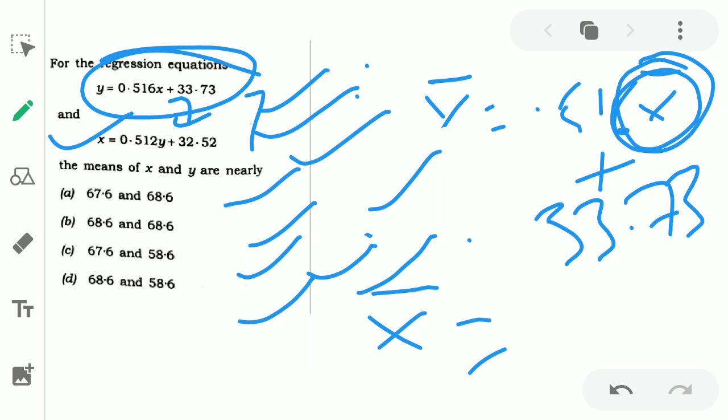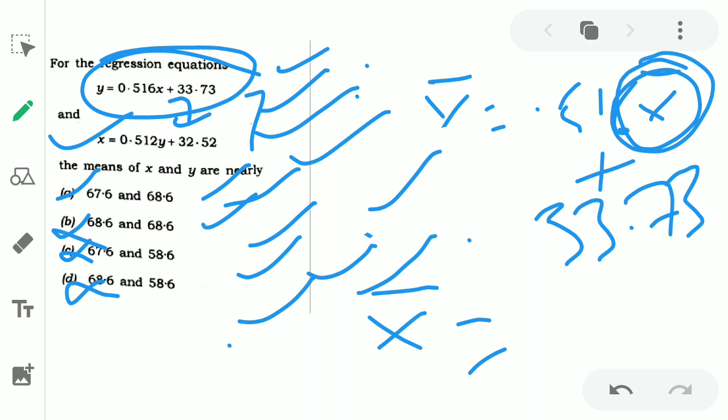And if you analyze these options, there are two options, in first and second, whose value is 68.6. So obviously C and D can't be your answer. Now those two values can't be exactly the same, because there is at least some difference given. So in option B it is given 68.6 and 68.6, which means option B can't be the answer. The only option is 67.6 and 68.6, which is your option A.